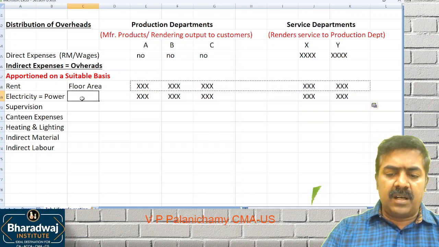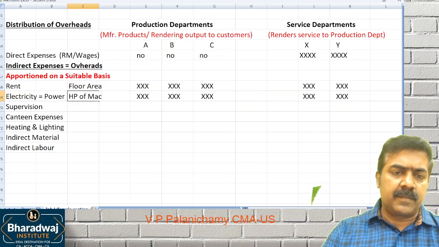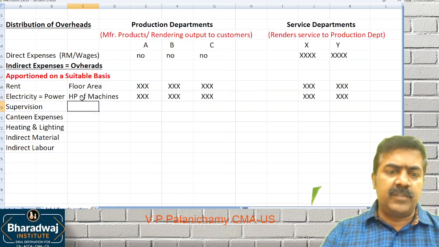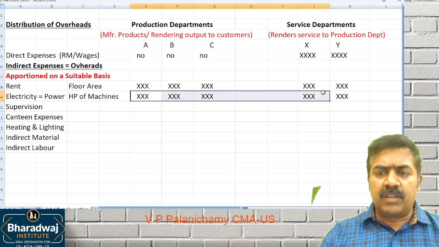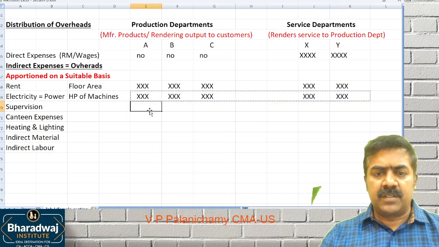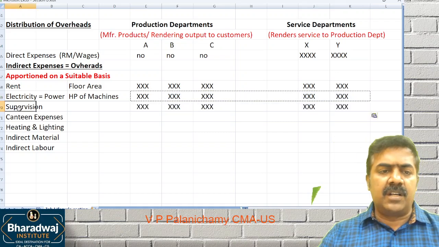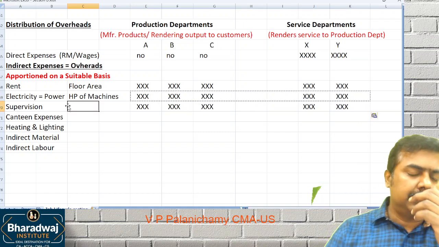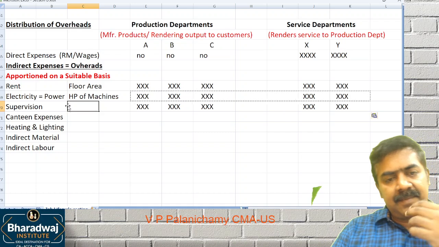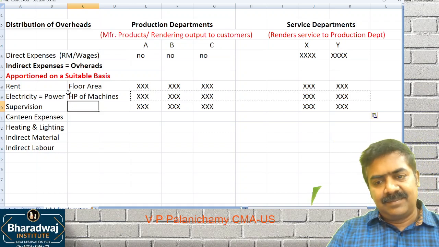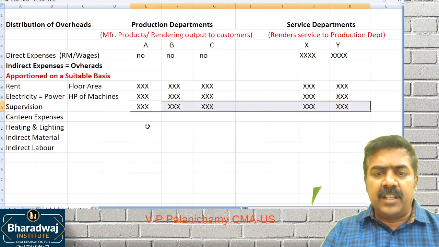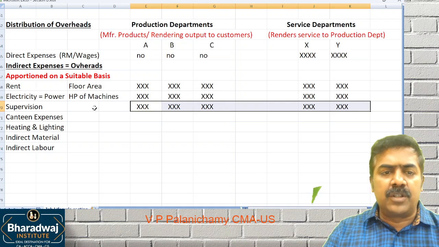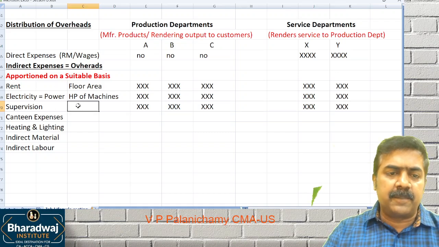Power based on horsepower of machines we apportion. What about supervision? How to apportion supervision? Can you tell me? Supervision of workers, how to allocate? Workers working in both production and service departments, how to apportion supervision expenses?